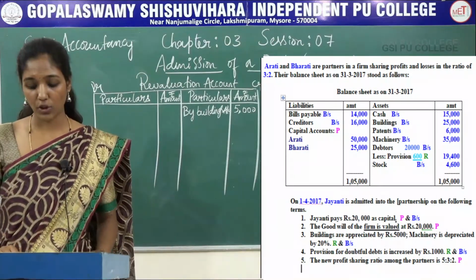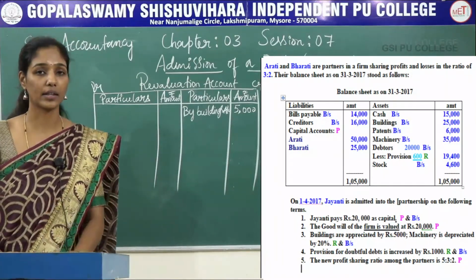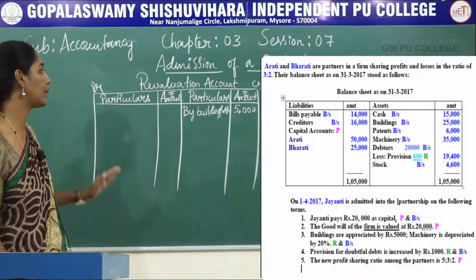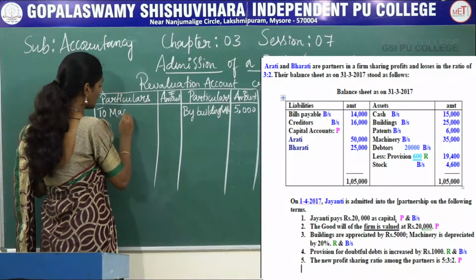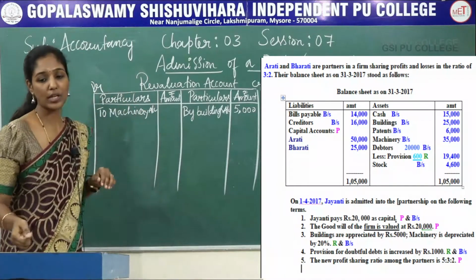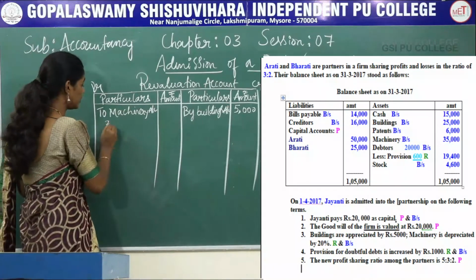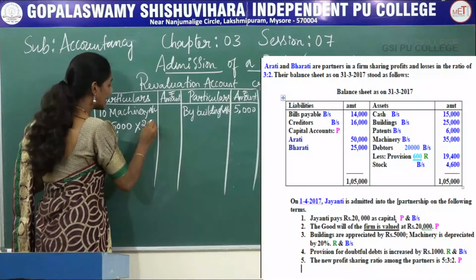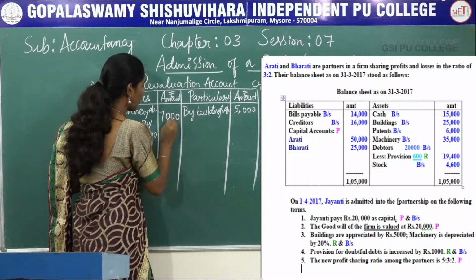The next is machinery is depreciated by 20%. Depreciated is nothing but decrease in the value of an asset. So it should be recorded on debit side of the revaluation account as to machinery account. The machinery value will be given in your balance sheet 35,000 into 20 divided by 100. So then you will get 7,000.